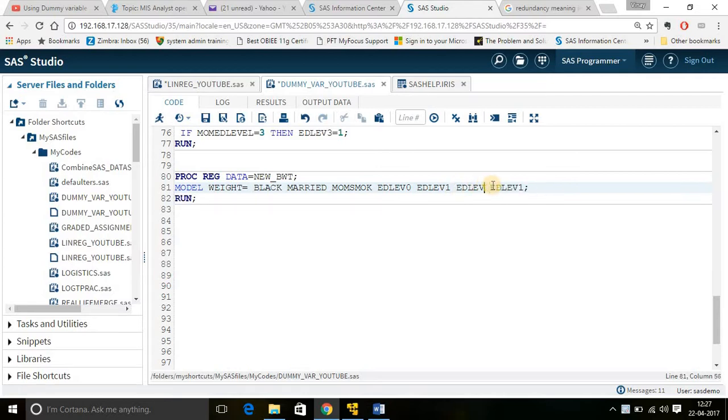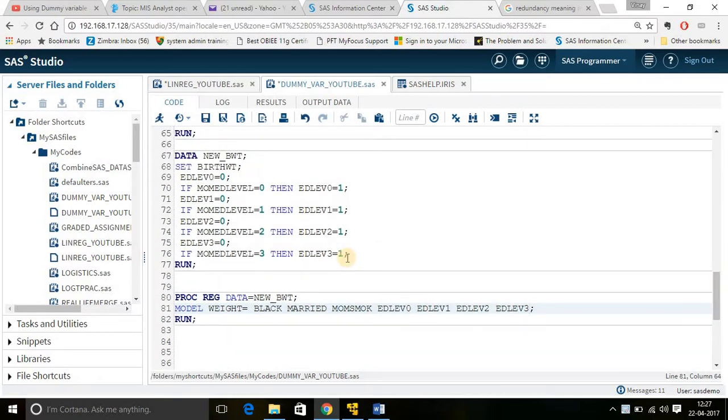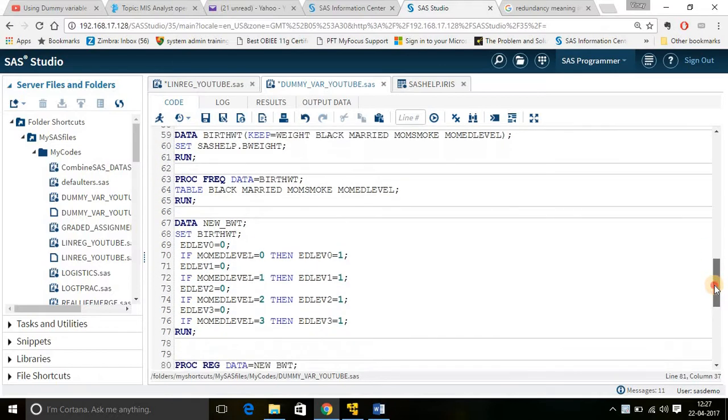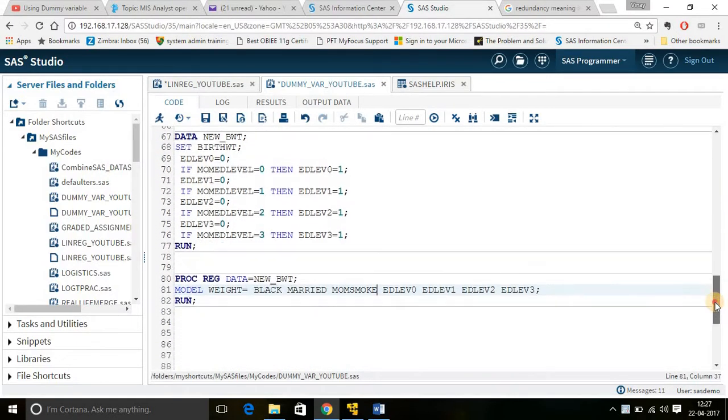So now I'll tell you once again, I have created extra dummies. I could have omitted any one of it, but I created one extra just to show you how it affects. Let's see if we have done it correctly or not. Black, married, mom, smoke, education level. Yes. So we have altogether 7 independent variables and 1 dependent variable.